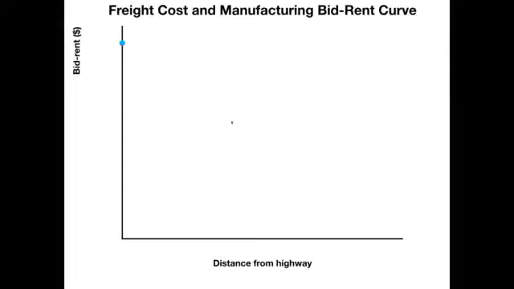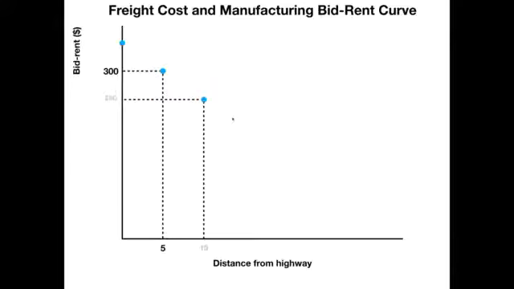For example, if you're right on top of the highway, you're going to be willing to pay a very high rent because your transportation costs are going to be lower, since you are located right by that interstate highway that you need to get to. But the further you get away from that interstate highway, for example, let's say 5 miles away, you see that the bid rent decreases because you're incurring additional transportation costs.